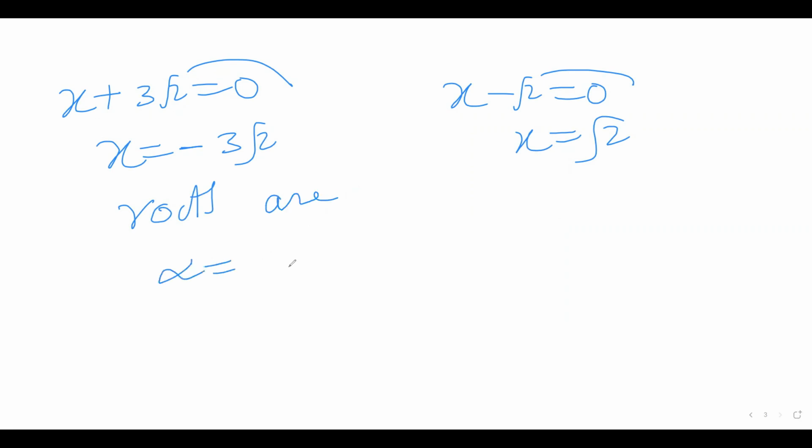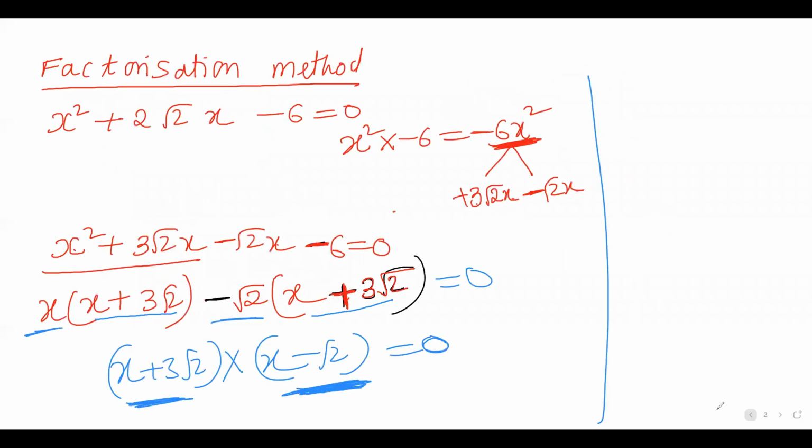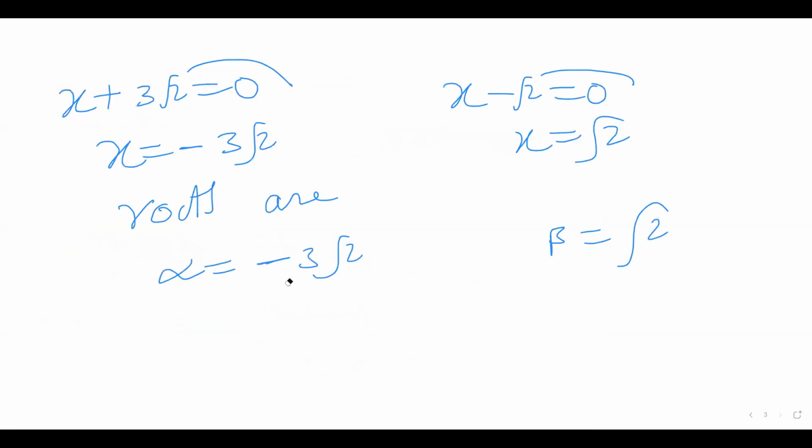रूट्स आर अल्फा इज इक्वल टू माइनस 3 रूट 2, बीटा इज इक्वल टू रूट 2. जरूरी नहीं है ये अल्फा ही रहना, ये बीटा ही रहना. आप चाहे तो अल्फा इज इक्वल टू रूट 2, बीटा इज इक्वल टू माइनस 3 रूट 2 लिख सकते हैं. ओके, नॉट कंपल्सरी अल्फा फिक्स्ड बोल के, ऐसा नहीं है. सो अल्फा इज इक्वल टू माइनस 3 रूट 2, बीटा इज इक्वल टू रूट 2. ये है रूट्स. फैक्टराइजेशन मेथड से आपको रूट्स अल्फा बीटा -3√2, √2. अभी फॉर्मूला मेथड देखिए, उसमें क्या रूट्स आते हैं एक बार चेक करेंगे.